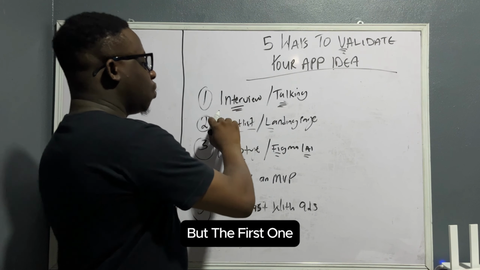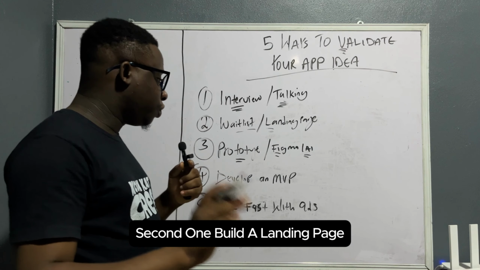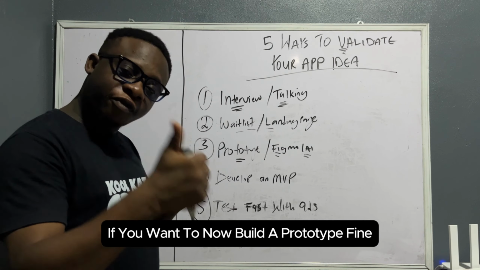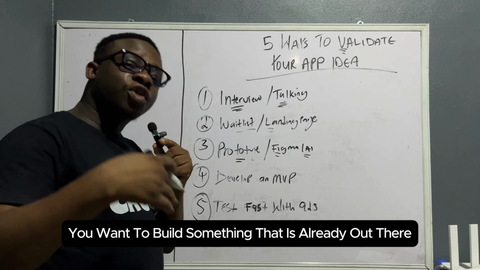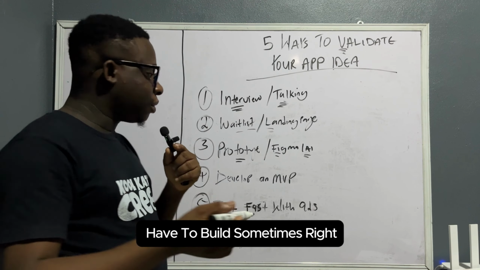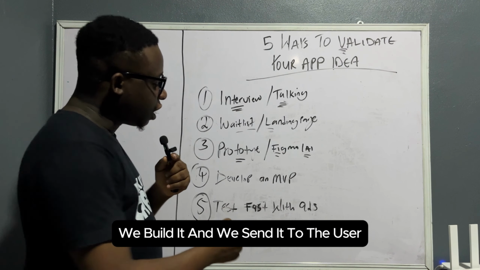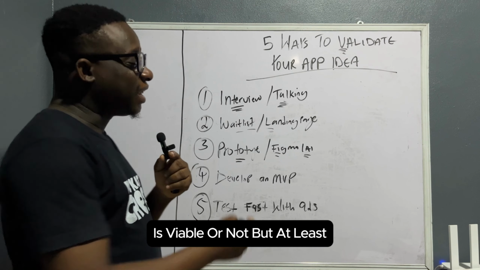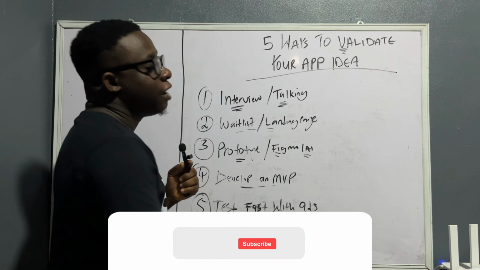But the first one, as you can see, is talking to your users. Second one, build a landing page. After building a landing page, if you want to build a prototype, fine. If you say prototype is not something you need, you want to build something that users are already using, especially here in Nigeria, here in Africa, because we have to build sometimes, we build it and send it to users, then you run ads to it in order to know if this thing is viable or not. But at least you should have gotten a certain amount of information before getting to your MVP stage.